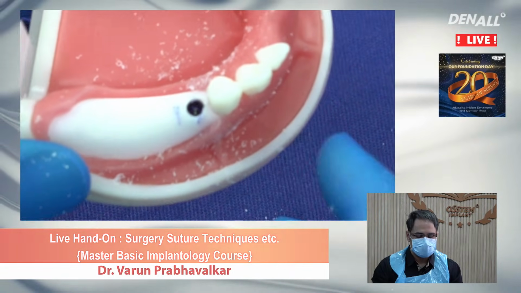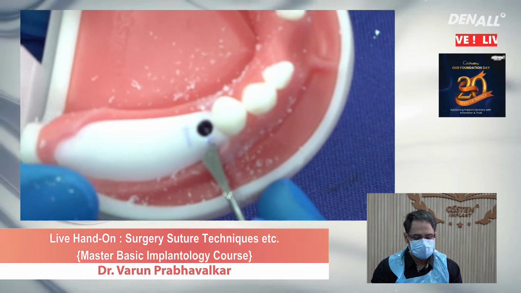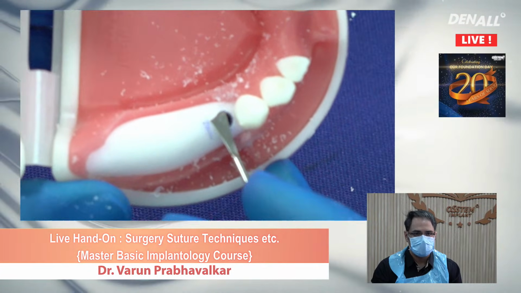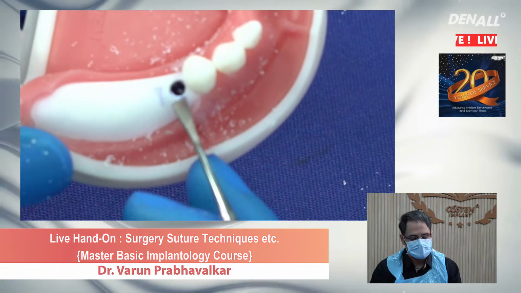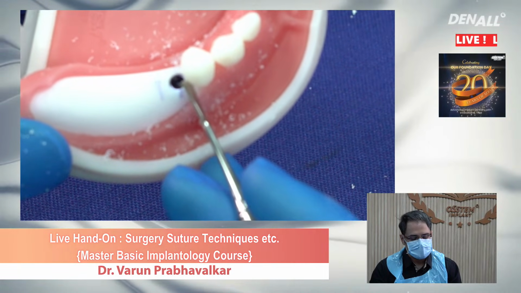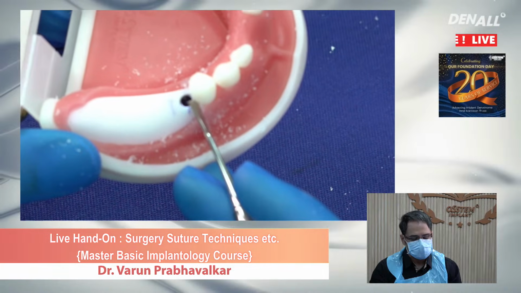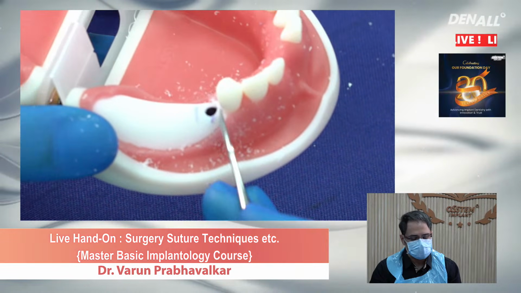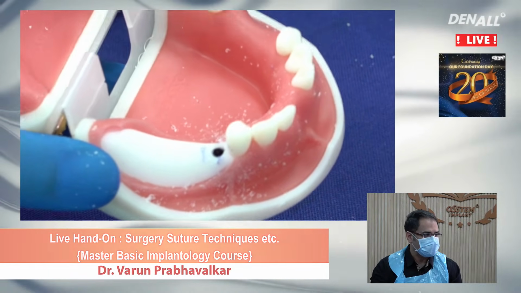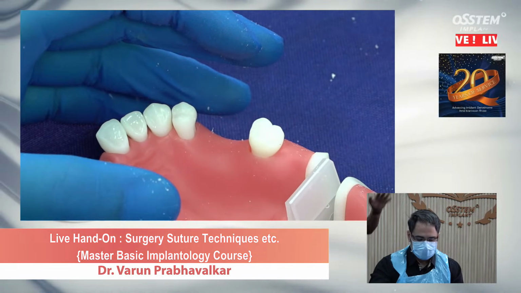It's very good. It's around 1.5 millimeter away from the buccal margin, around 1 to 1.5 millimeter from the lingual, around 1.5 from the distal margin of the first premolar. I'm quite happy with this particular implant placement.